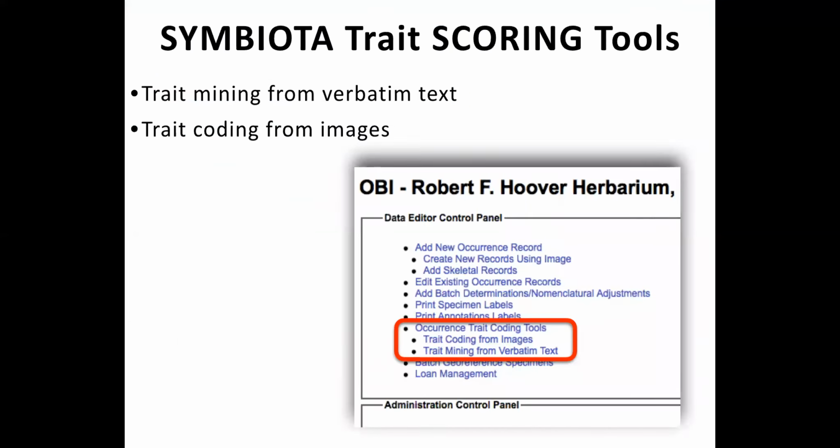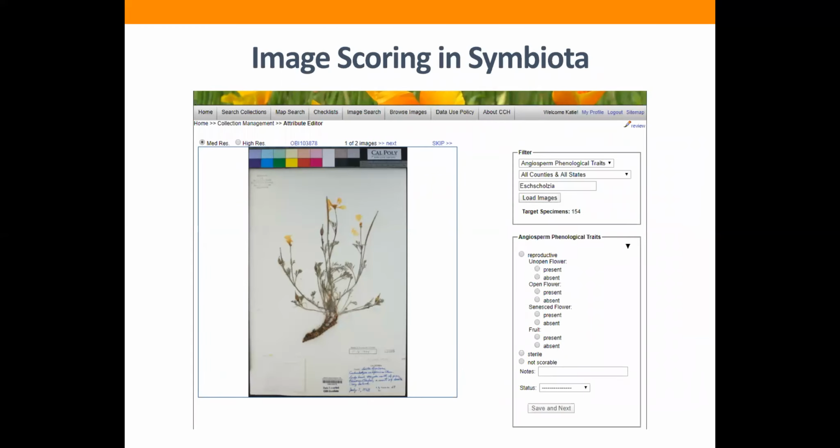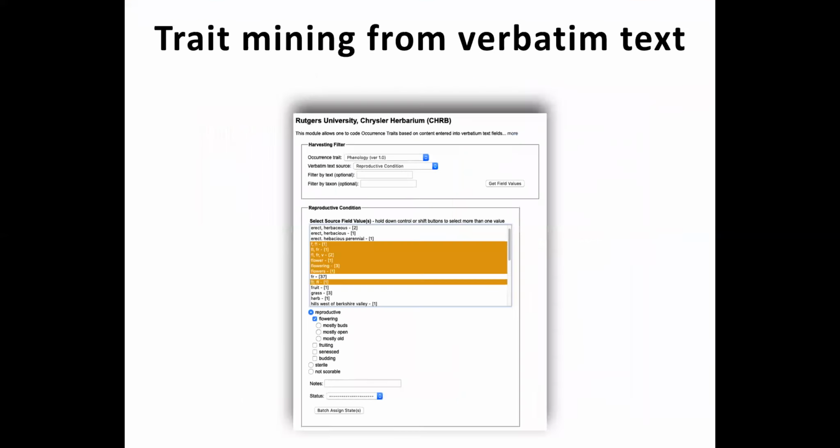Along with this, there are 2 new features within the editor control panel. This is the ability to create trait data, either from looking at an image or from mining the text that's captured in some of the label fields. Here is an example of what the image scoring editor looks like. You're presented with an image and you have the trait of interest, and then you can apply a phenological score to this specimen and move on to the next image. And you can filter that by a geographic region or by a taxonomic status.